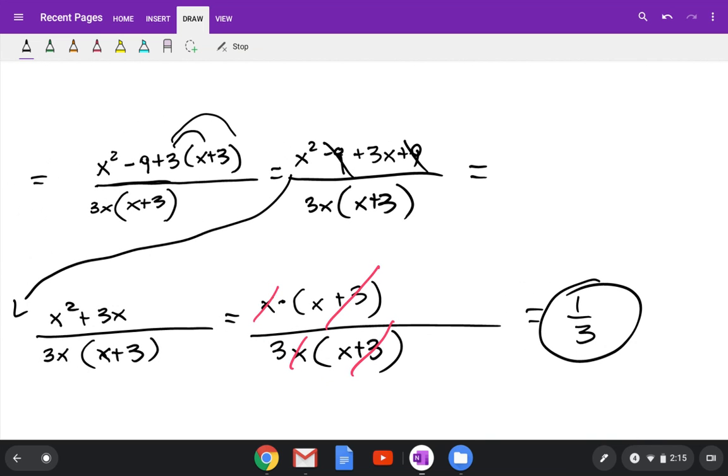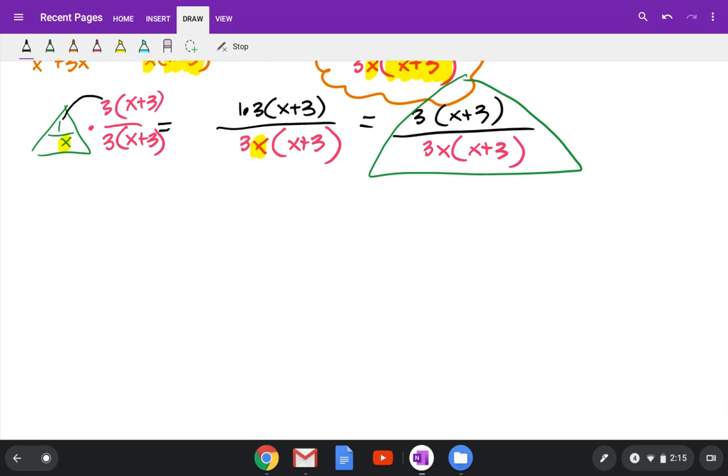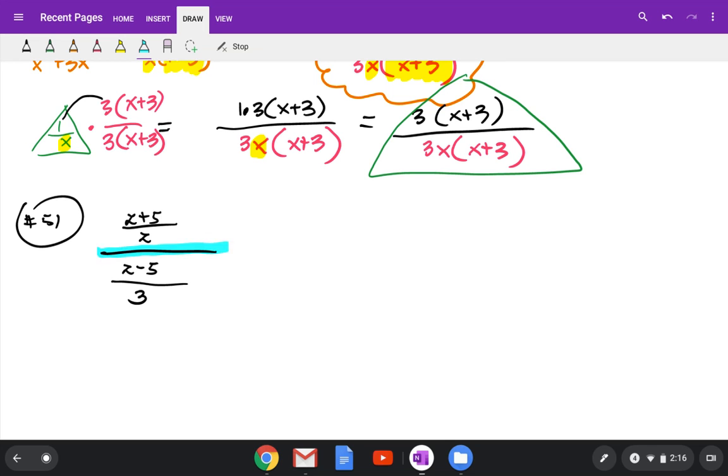So that was 49. Next one, it's 51. Simplify complex fractions. Okay, 51. So we need to simplify z plus 5 over z minus 5 over 3. So in the middle, it's your division. So here I'm applying keep change flip.